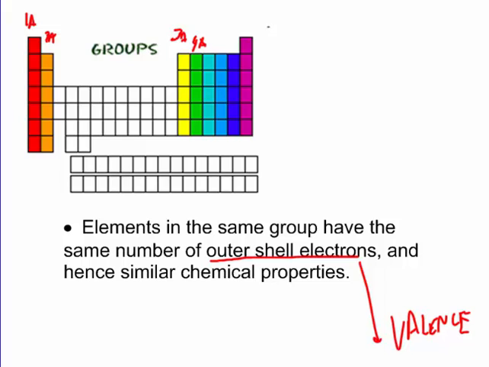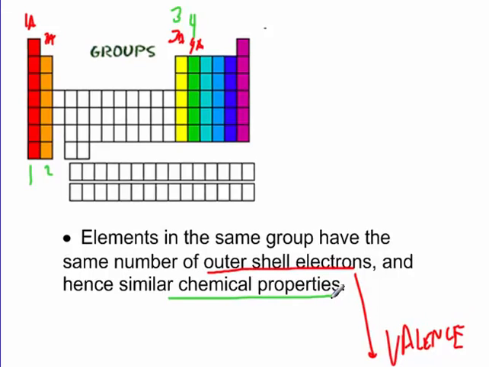So what does that really mean for us? Anything in group 1 has 1 valence electron. Anything in group 2, or 2A, has 2 valence electrons, group 3 has 3 valence electrons, and so forth. Because they have the same valence electrons, they have the same chemical properties, because all we care about is what behaves on the outside.